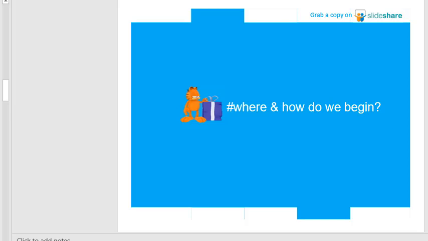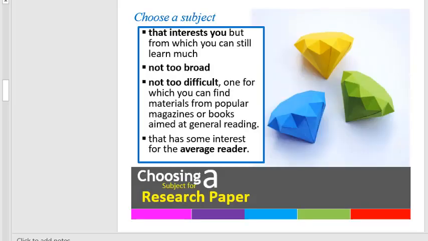Now the next question is where and how do we begin? How can we write the paper, from where can we write our literature and introduction, and the different types of research papers and different components of the research paper after we have done our research? First of all, you choose a subject. Choosing a subject for a research paper is very important. To choose a subject, you should keep in mind these things.